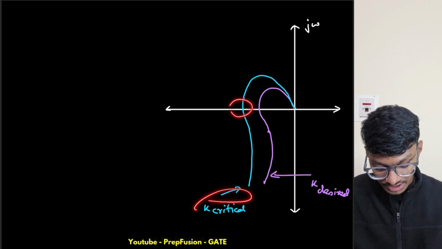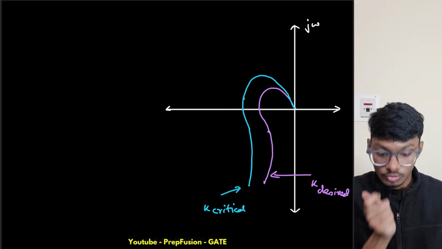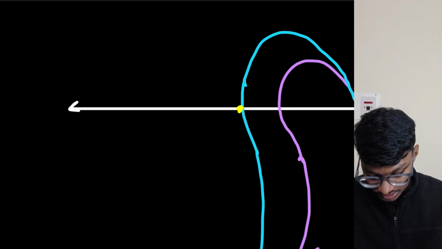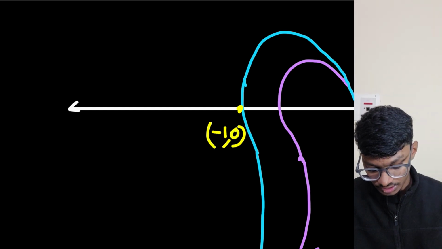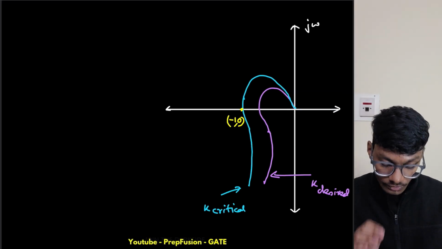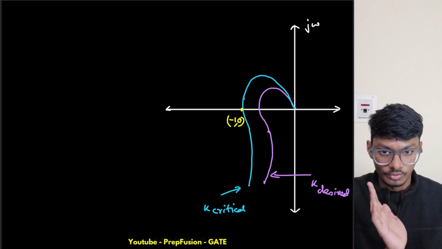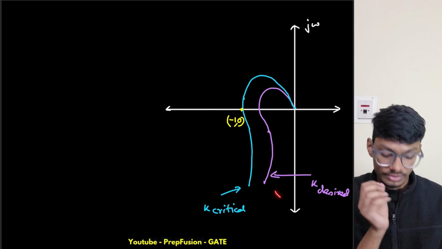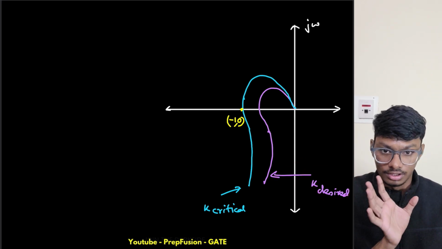So what does k critical mean? K critical is the amount of k, the gain, that I need to multiply so that it may cross the critical point. That's why this is known as k critical. The critical point is minus 1, 0, right? It should just cross that. Until before that, it is not crossing that point, so the system is stable. That's why this is known as k desired. I want my system to be stable, hence I make it k desired.